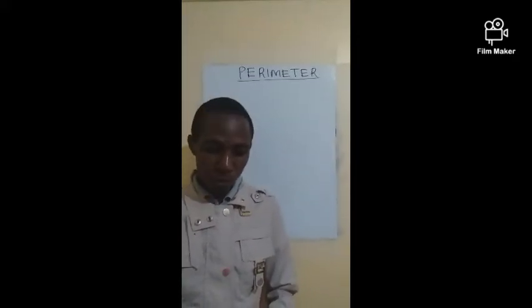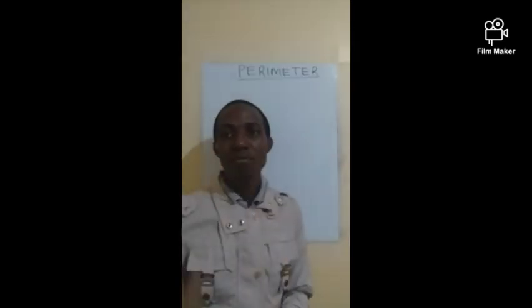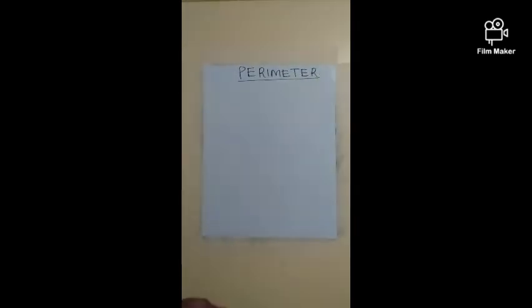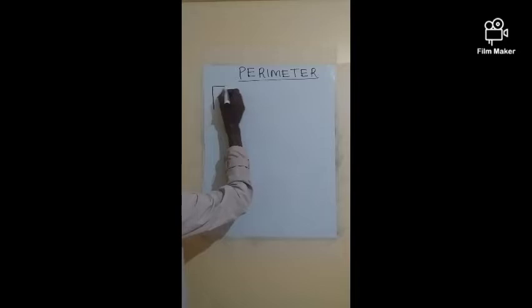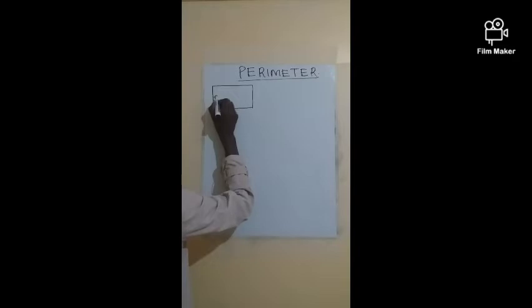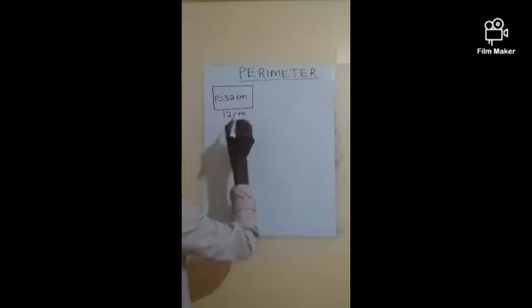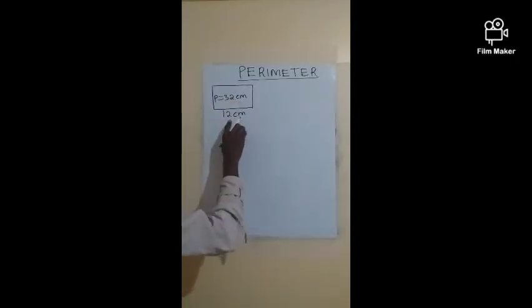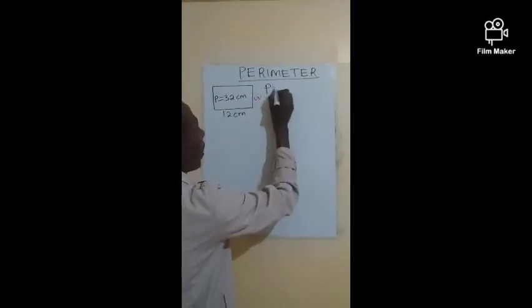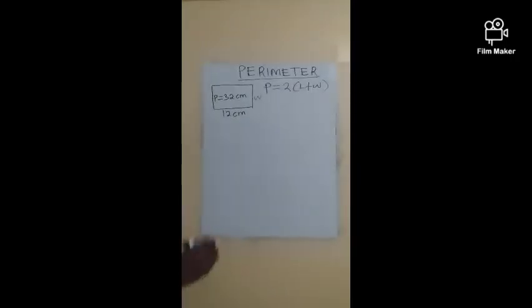Now we're going to move to a point where we have been given the perimeter but we don't have one side. For example, we have the perimeter, we have the length, but we don't have the width. What you do, just write the formula. Then you insert what you have been given.